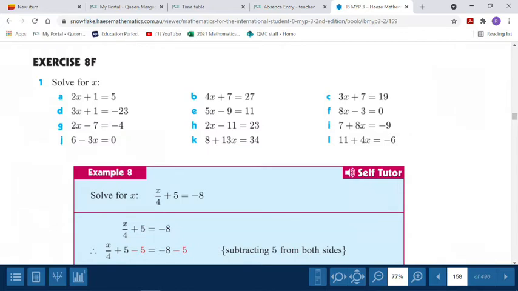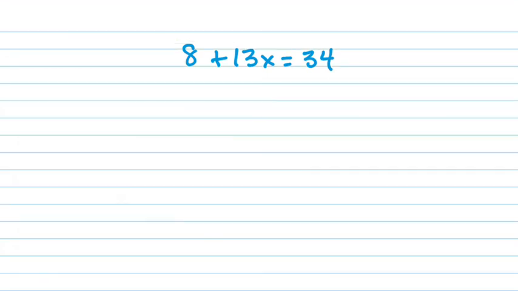Okay? All right, let's look at some more. Okay, actually, let's let you do one. Let's let you do letter K. Okay? So you're going to do 8 plus 13x equals 34. You've got 2 minutes. Go.